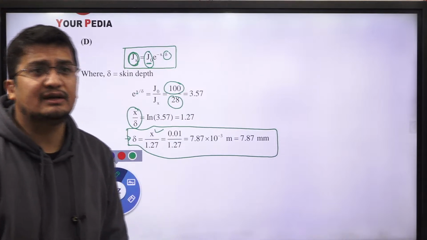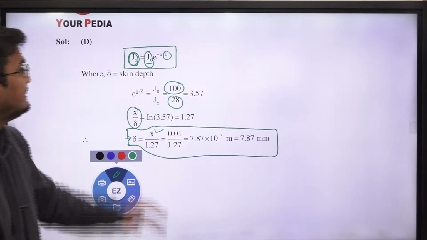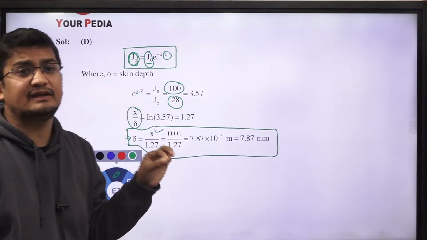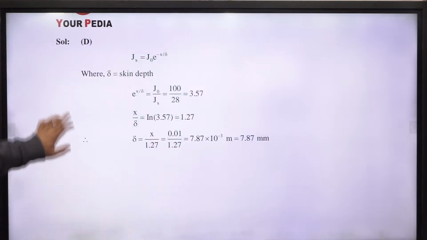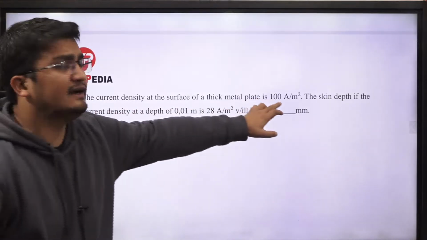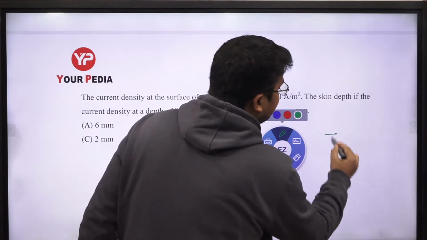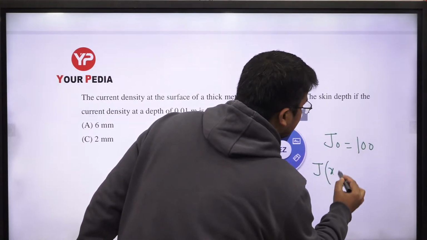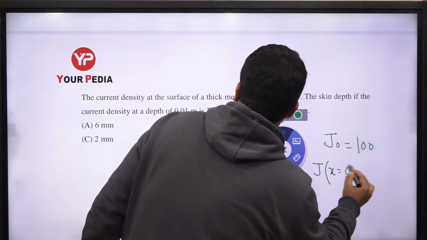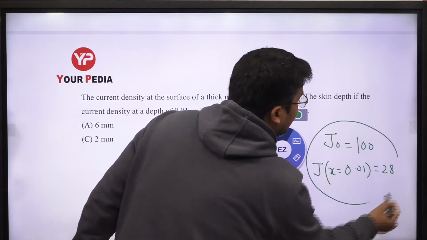Yes, Anirudh. Yes, cool bro. Hemant, clear or not? See, I have told you, this will be the relation which you will be using whenever there is a question related to skin depth. Is it clear? Since in the question it was given that at the surface it's 100. So at the surface, the initial value J naught is 100, and J at x is equal to 0.01 was equal to 28, right? So these two data we have.